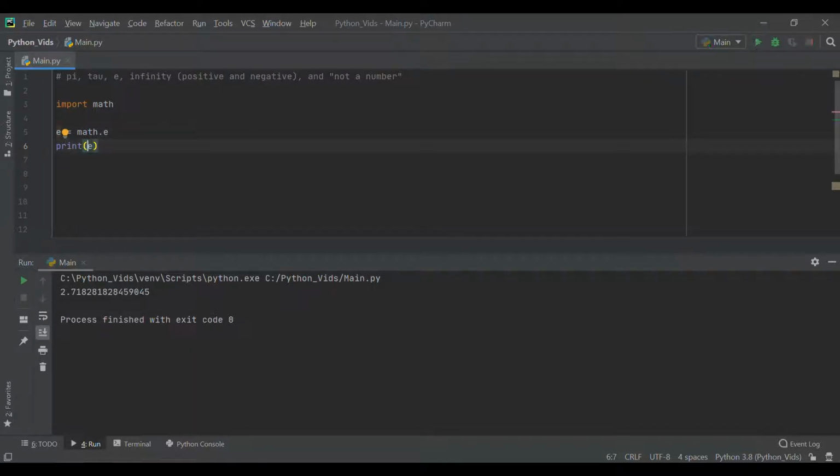And it gives you the same thing. And it gives it to you, as with tau and as with pi, within 15 digits. E is pretty useful. There's a lot of different times it comes up.